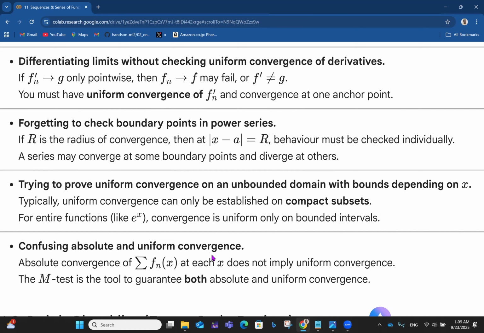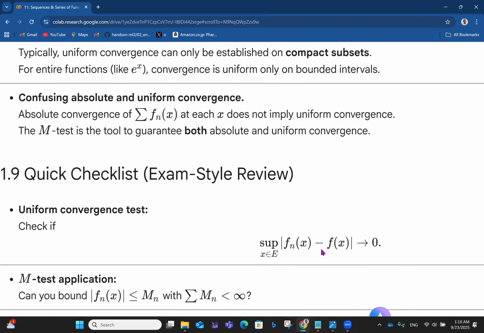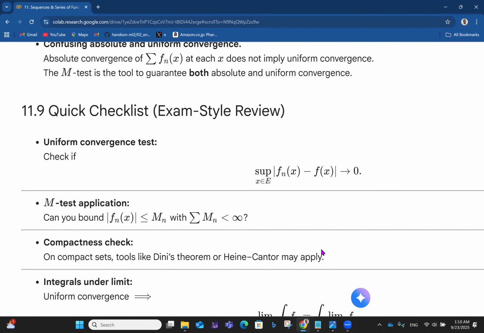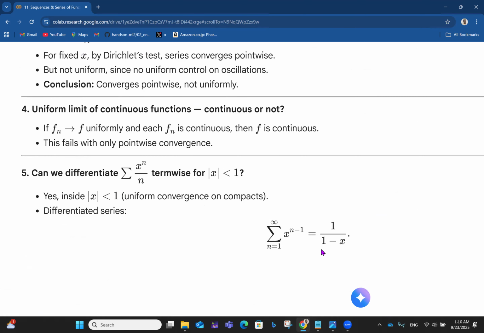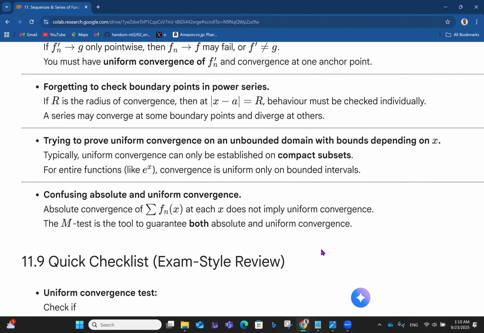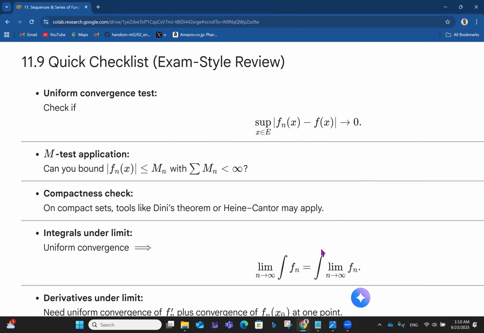Then confusing absolute and uniform convergence. Absolute convergence of the summation of fn of x at each x does not imply uniform convergence, for sure. The M-test is the tool to guarantee both absolute and uniform convergence. Okay, so we have some quick checklists. Finally, we're coming to the end of this. It's been such a long one. So, quick checklist, exam style review.